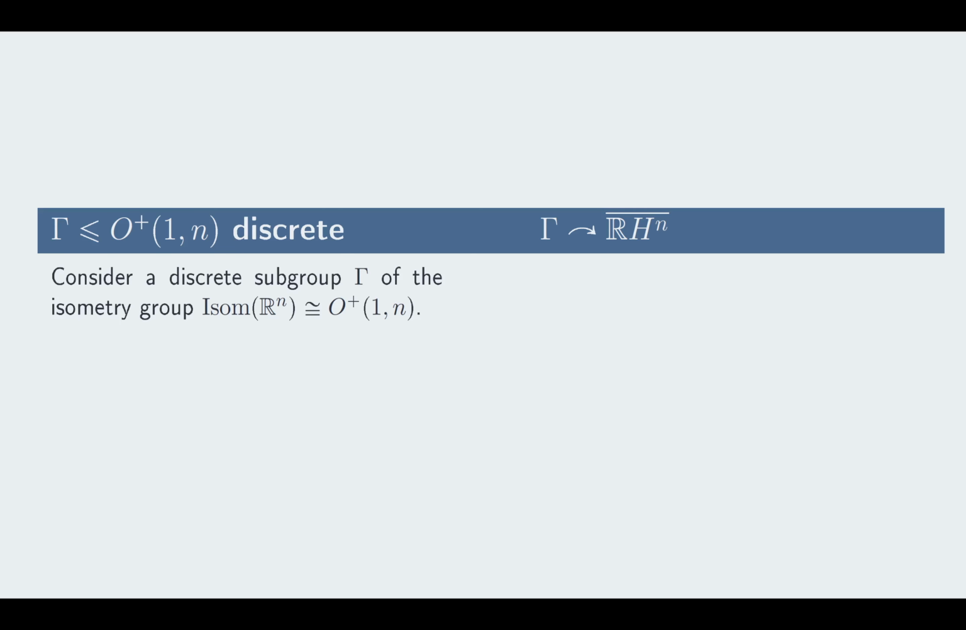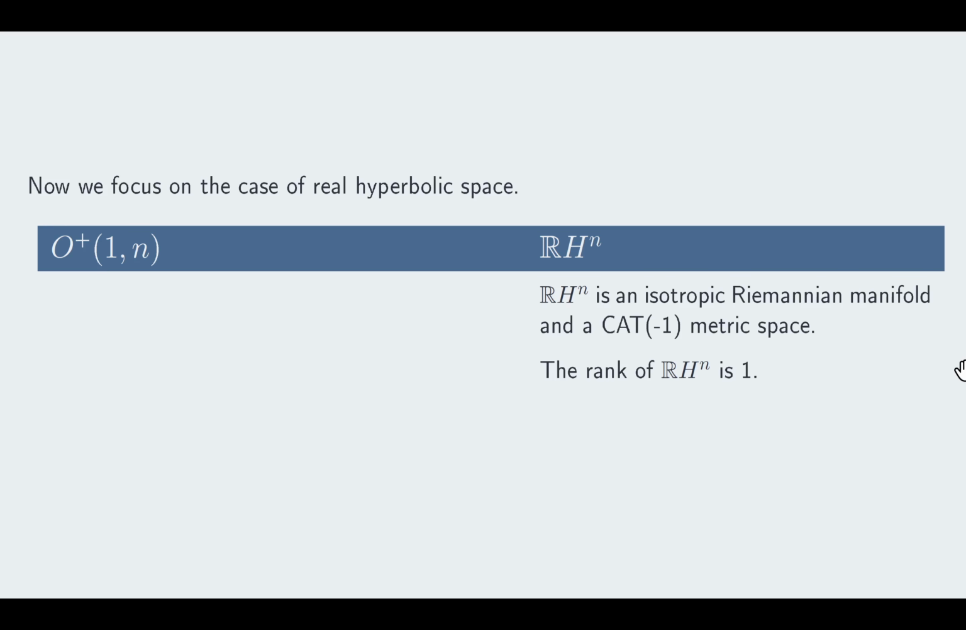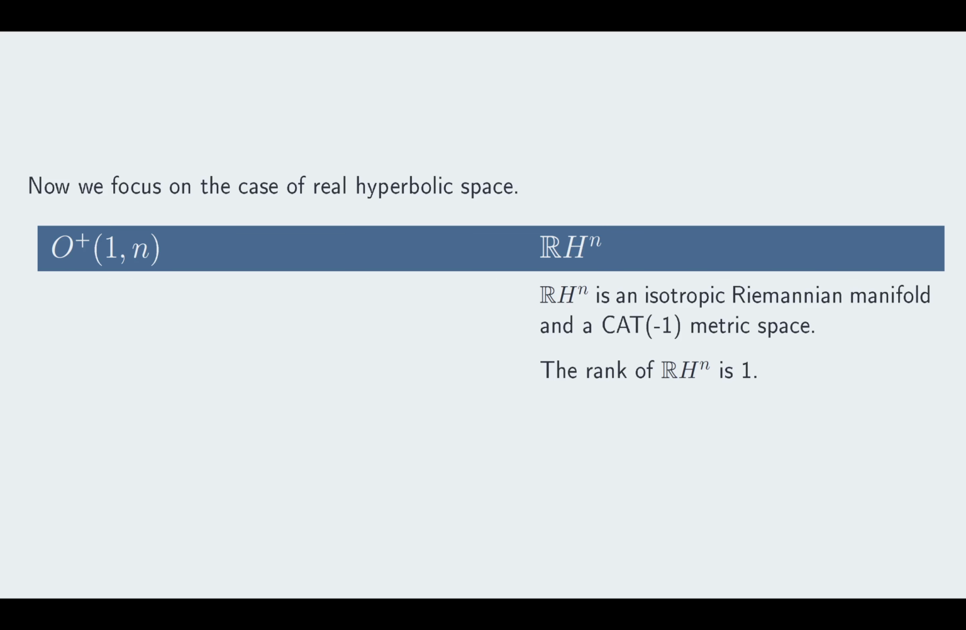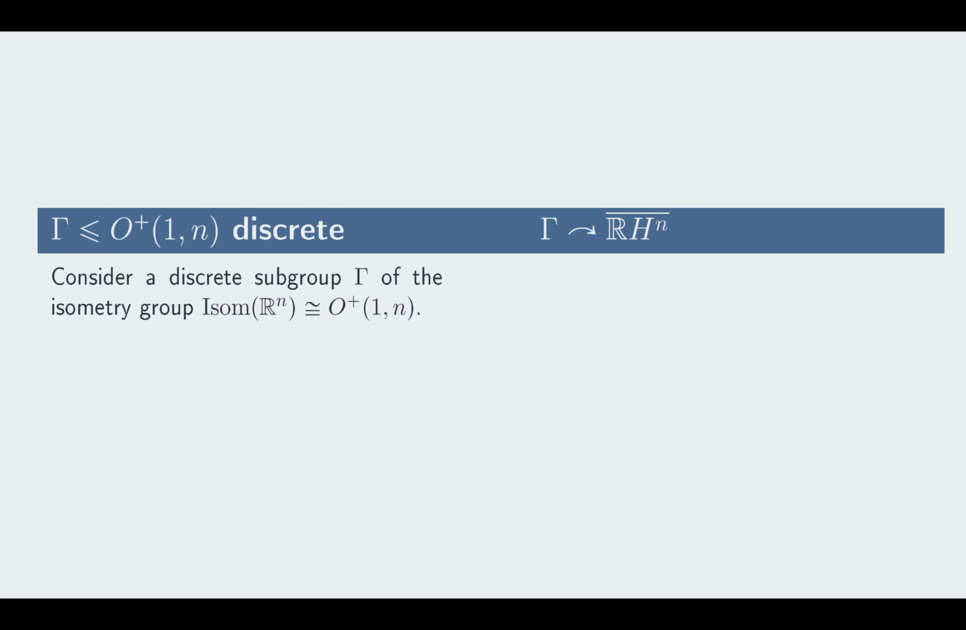Now we can consider a discrete subgroup of the isometry group. So the isometry group of RH^n is O^+(1,n). This is the entire group, where SO^+ is the connected component of identity. Now we can take a discrete subgroup. This is a typo. This will be RH^n.